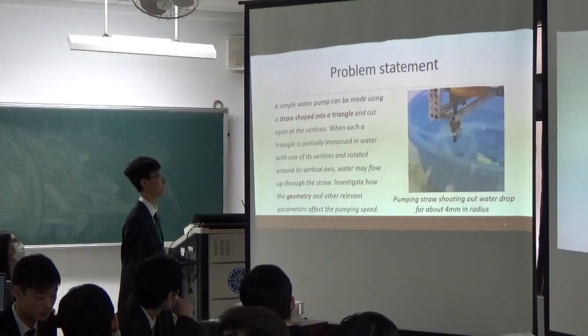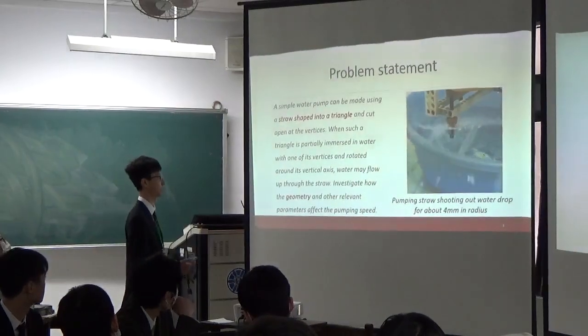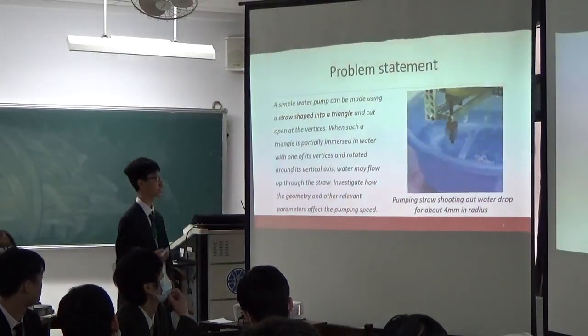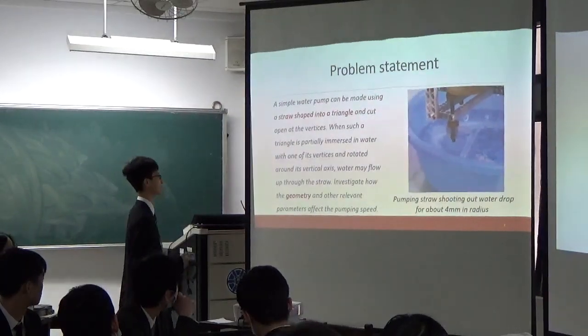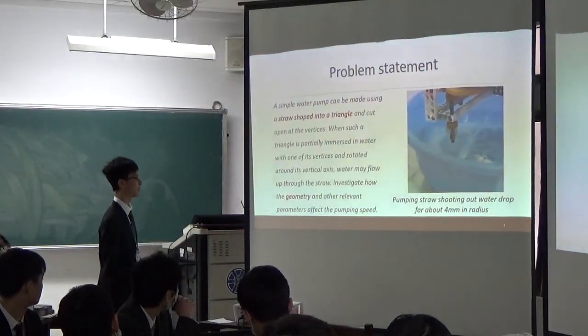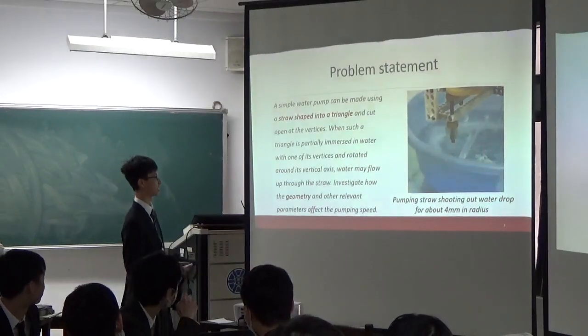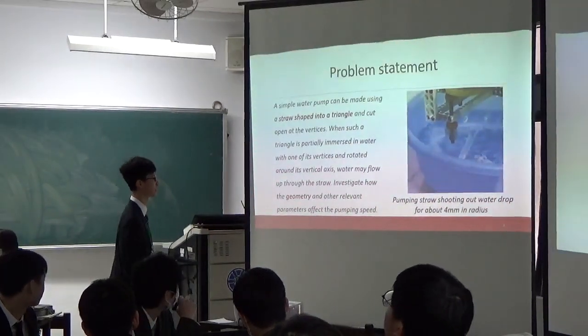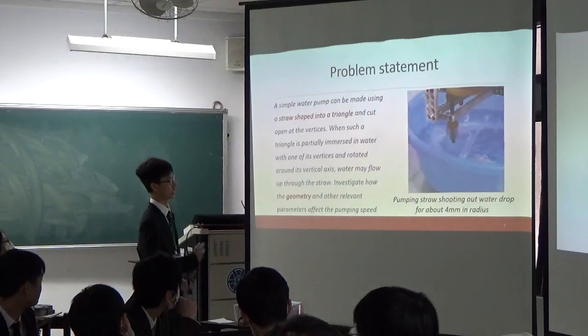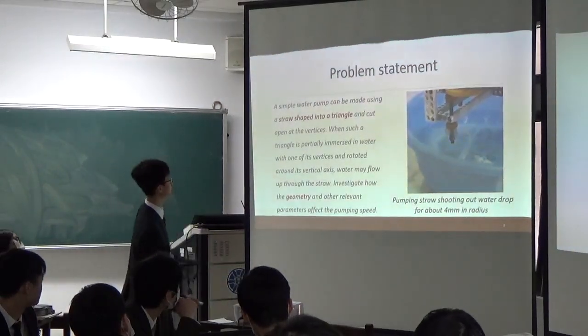A simple water pump can be made using a straw shaped in a triangle and cut open at the vertex. The triangle is partially immersed in water. The vertex is rotated around its vertical axis. Water may flow up through the straw. You can investigate how the geometry and other relevant parameters affect the pumping speed. And the right side is for video.